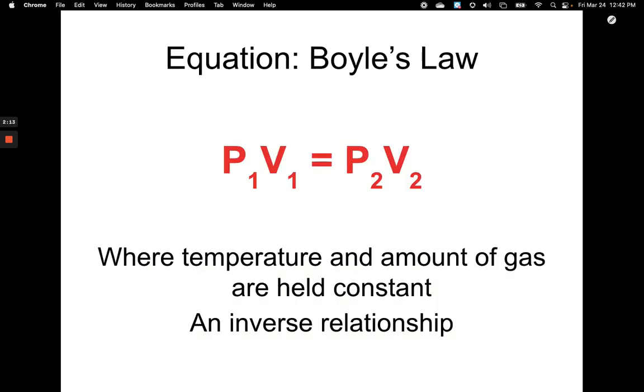So the equation for Boyle's law is this: the initial pressure times the initial volume should equal the final pressure times the final volume. In other words, pressure times volume gives you the same number. So as long as I give you three of these variables, you should be able to solve for the fourth. So P1V1 equals P2V2, Boyle's law. But again, this is true where temperature and amount of gas are held constant. This is called an inverse relationship. As one goes up, the other goes down.